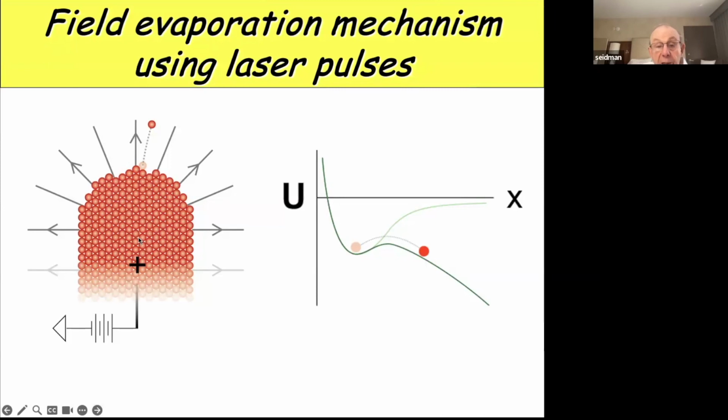The tip is positively charged. So it goes along the electric field lines indicated by these arrows. So the atom would come from this point over here, say, or this point over here. And this is an electric field line. It goes along the electric field lines to the detector.